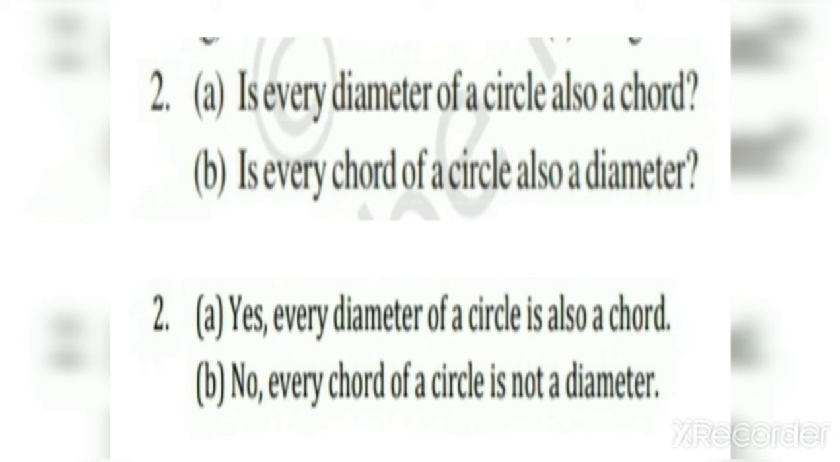Question 2. Is every diameter of a circle also a chord? Yes, every diameter of a circle is also a chord. What is the definition of chord? A chord of a circle is a line segment joining any 2 points on the circle. And diameter is a chord passing through the center of the circle. So every diameter of a circle is also a chord.